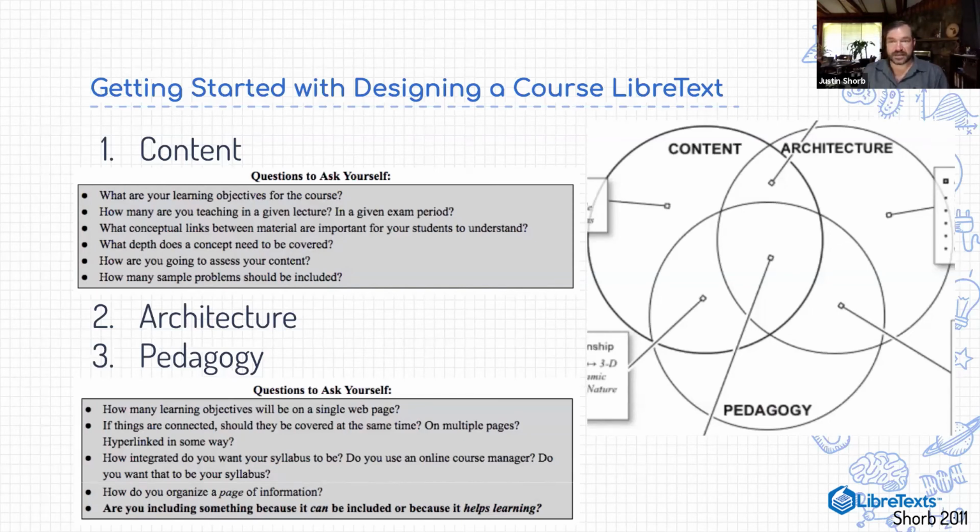times, because as professors who have seen the exact same material 20 times, we can get a little bored, and adding a little complexity may sound like fun to you. But make sure you ask this question. Are you including something because it can be included, or because it helps learning?